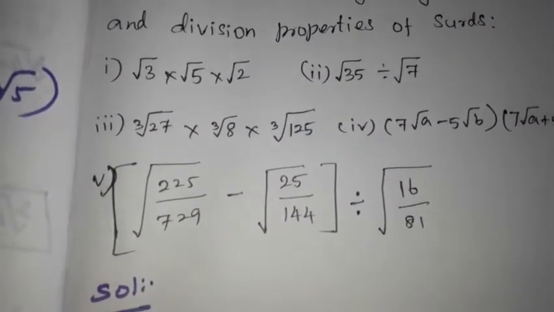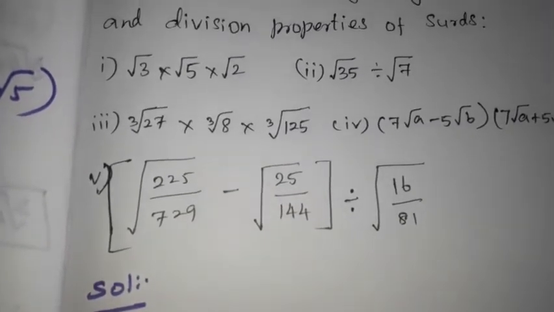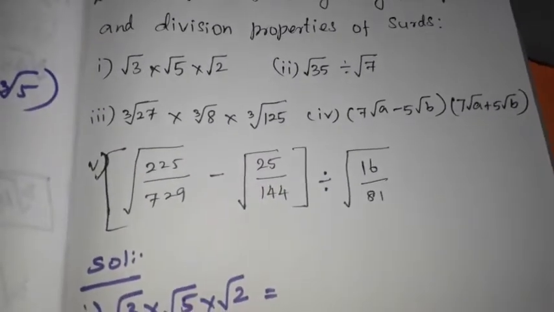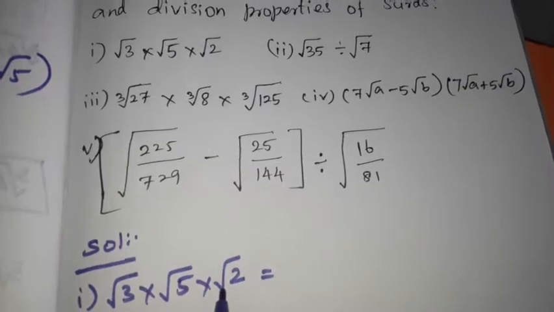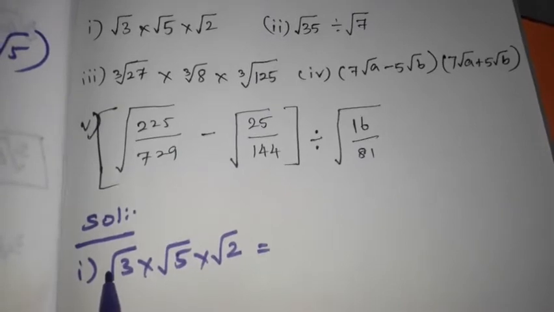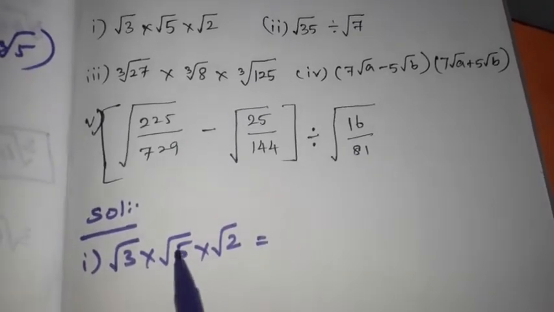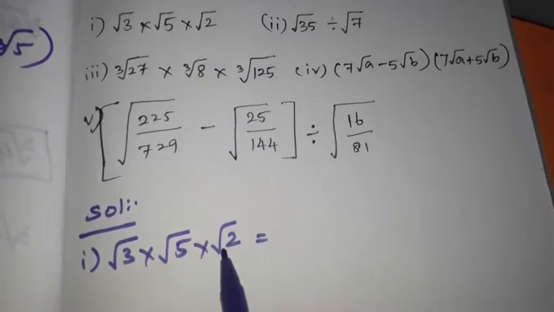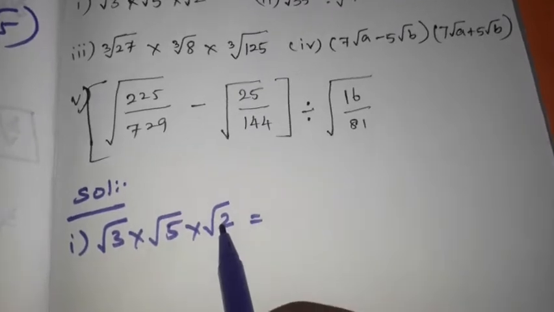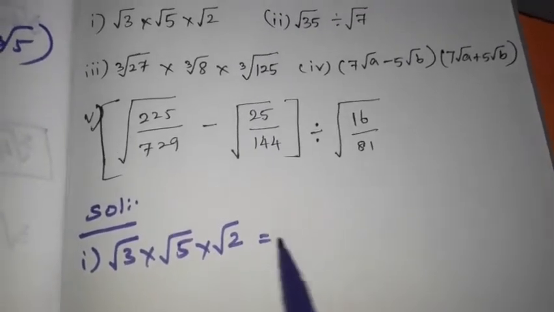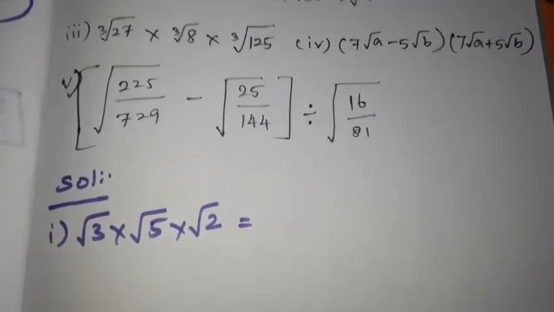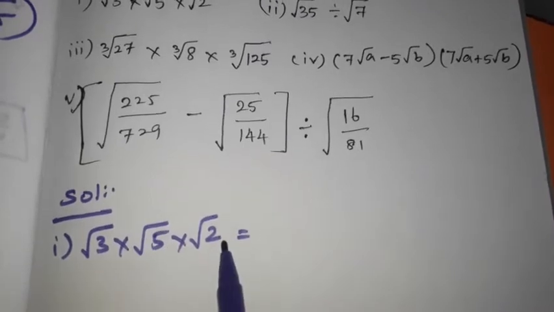First one, root 3 into root 5 into root 2 equals. You see that all the surds are under the same order. Here is the second degree of root 3, second degree of root 5, and second degree of root 2. That's the square root of 3, square root of 5, square root of 2.